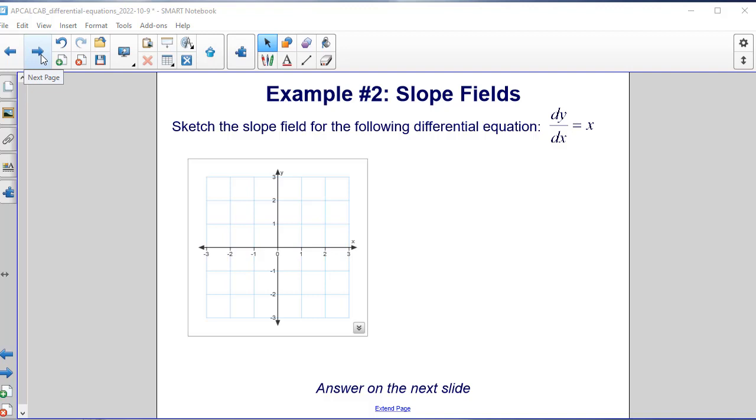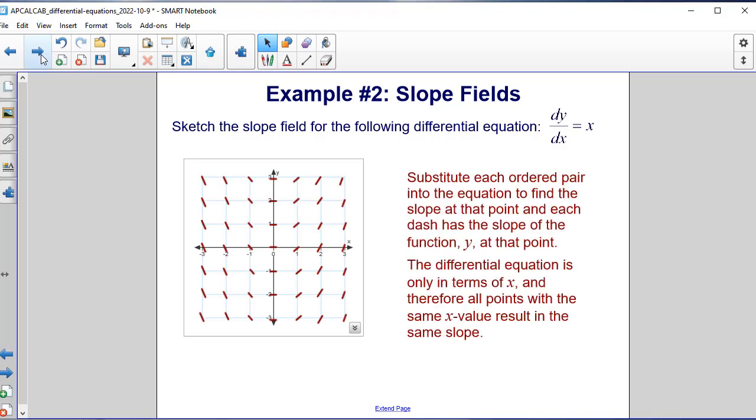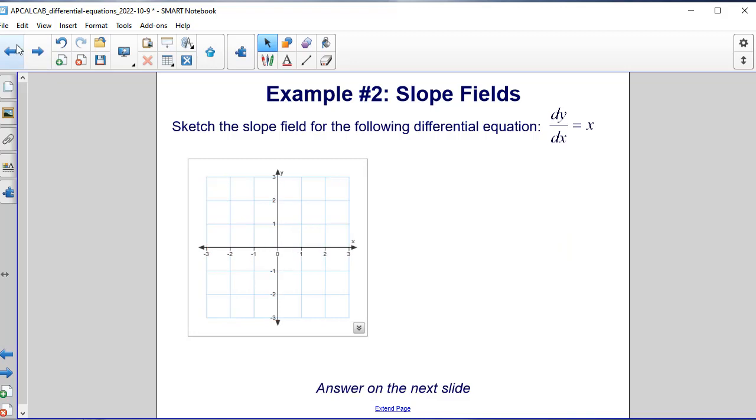Example number 2, slope fields. Sketch the slope field for the following differential equation: dy/dx is equal to x. To do this, we substitute each ordered pair into the equation to find the slope at the point, and each dash line has the slope of the function y at that point. The differential equation is only in terms of x, and therefore all the points with the same x value result in the same slope. I'll do a few concrete examples for you.